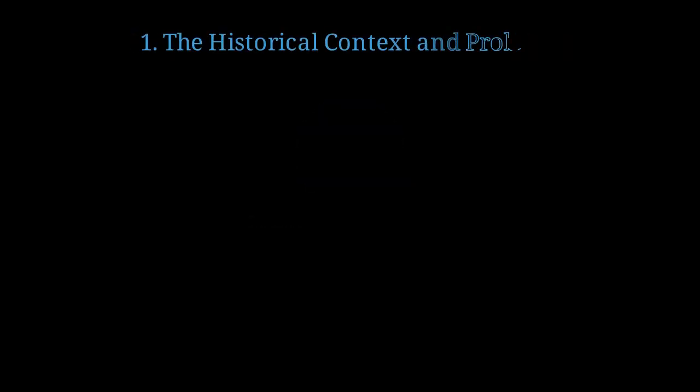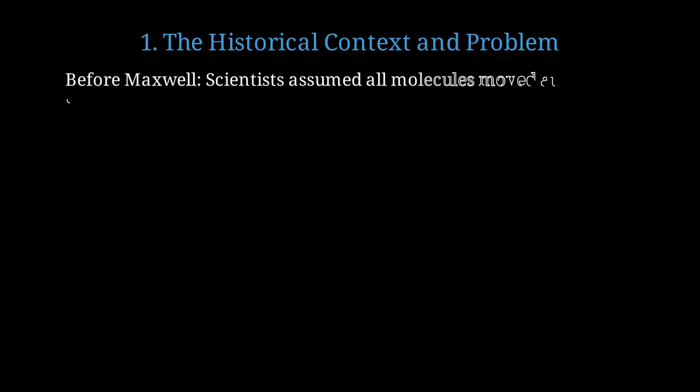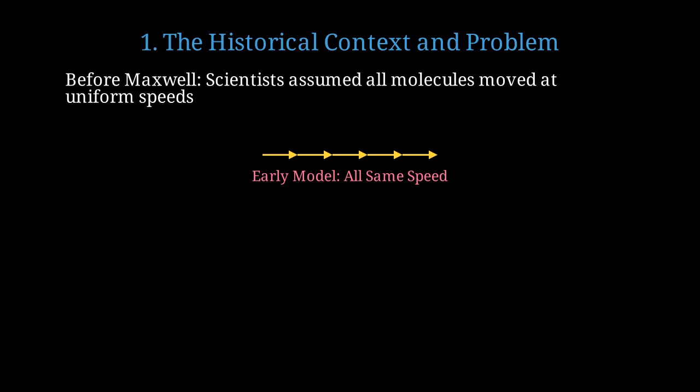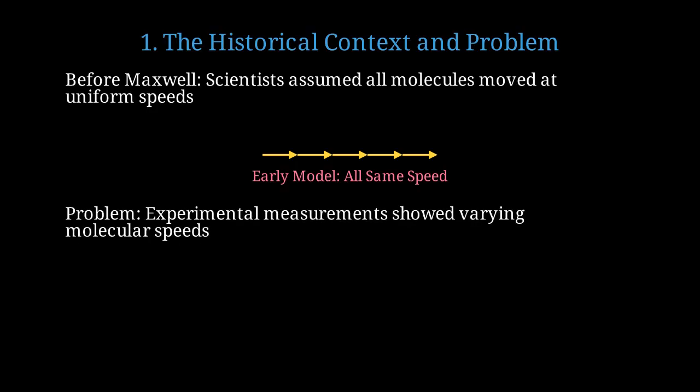Let's begin by understanding the scientific landscape that Maxwell entered. Before Maxwell's work, scientists made the simplifying assumption that all molecules in a gas moved at roughly the same uniform speed. This early model showed all molecules moving at identical speeds, like soldiers marching in formation. But this didn't match experimental observations. The problem was that experimental measurements consistently showed that molecules had widely varying speeds, not a single uniform value.